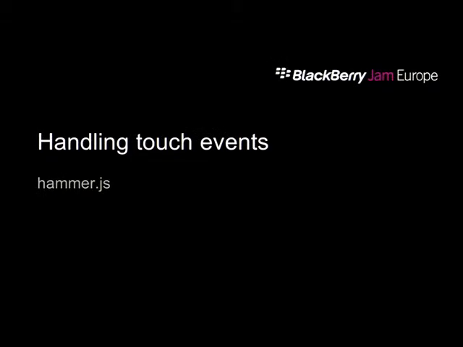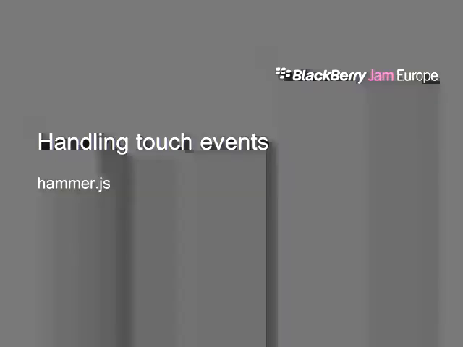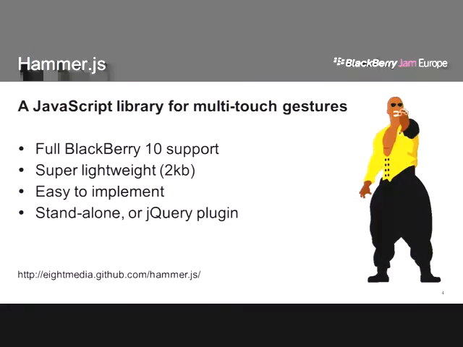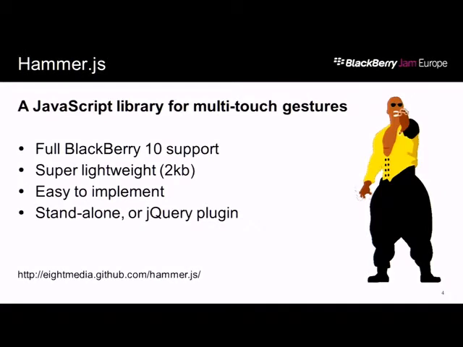So, handling touch events. This great library called Hammer.js allows you to do gestures, single finger, double. There's up to 4 touch points on BlackBerry 10. So it's a JavaScript library for multi-touch, has full BlackBerry 10 support. It also works on the BlackBerry PlayBook, but BlackBerry 10 has far better support. It's very lightweight, takes very little memory.